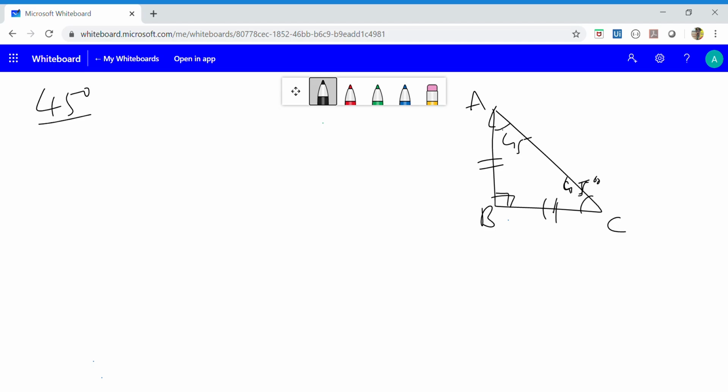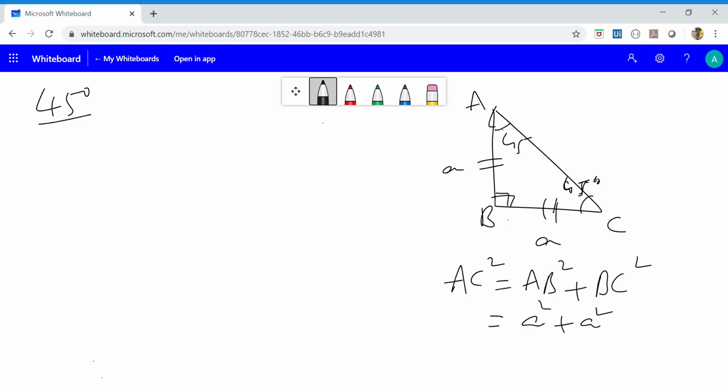Let the sides be A and A. Then what does AC become? Again by the Pythagoras theorem, AC square is equal to AB square plus BC square. AB square is A square, plus BC square is also A square, so it becomes 2A square, and AC is equal to root 2A square, which is root 2 into A. So root 2A is the hypotenuse. Then you have all the sides.